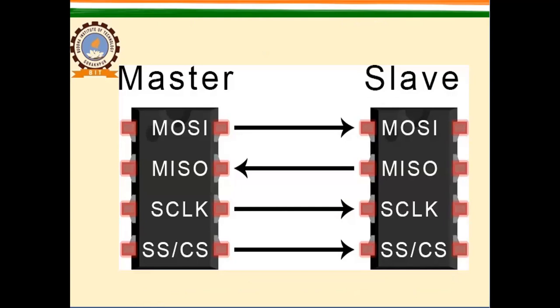So this is the normal SPI block diagram. It has 4 wires between master and slave. Number 1 is MOSI. Number 2 is MISO. Number 3 is SCLK. And number 4 is chip select. We are going to discuss all these in detail. What is MOSI? What is MISO? What is the purpose of the clock signal? What is the purpose of the CS signal here? And why are these arrows directed in a particular way?